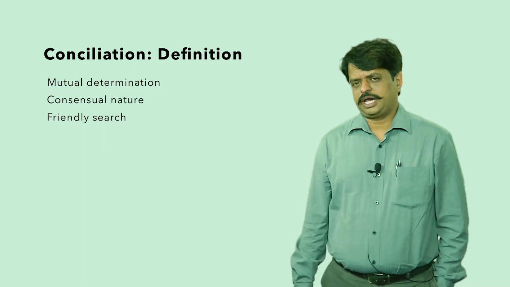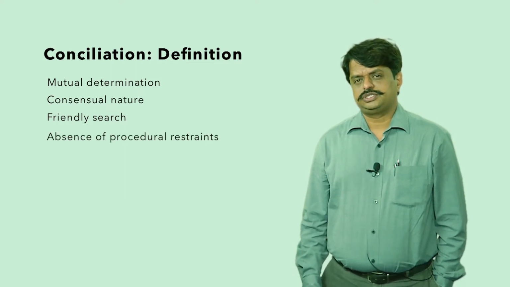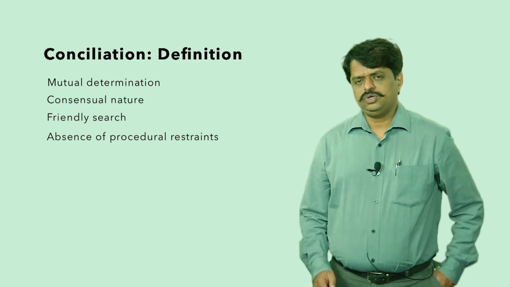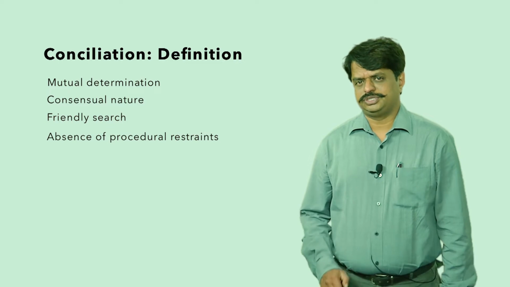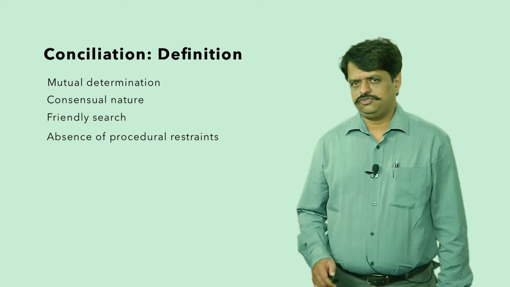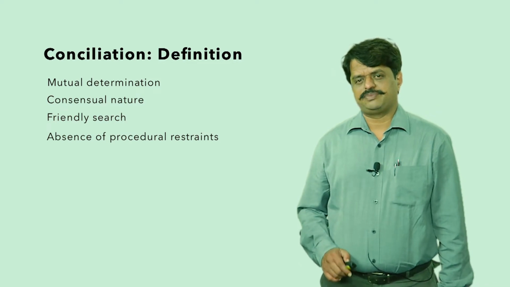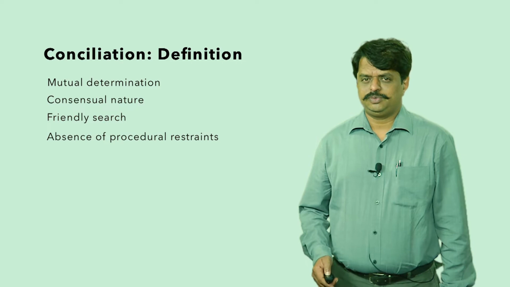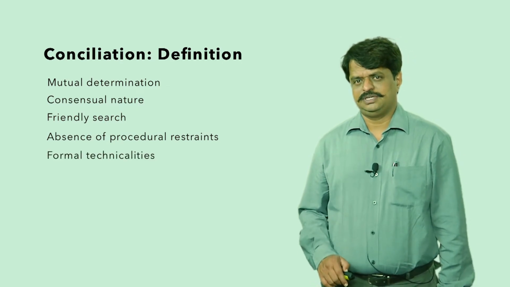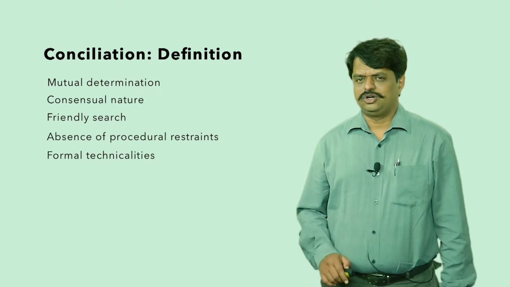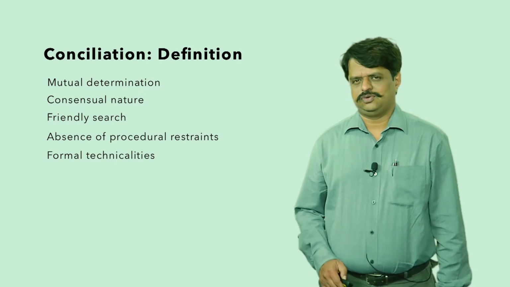The most important characteristic of this conciliation process is the absence of procedural constraints. When you go to court, when you go to other authorities, they are bound by procedures. Until those procedures are fulfilled, they are not permitted to proceed further, and all those procedural restraints are absent here. And more importantly, and I am very happy about this, there are no formal technicalities involved. Therefore, no order, no discussion and no agreement would be set aside for not following those formalities.